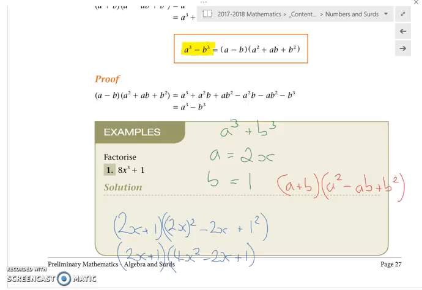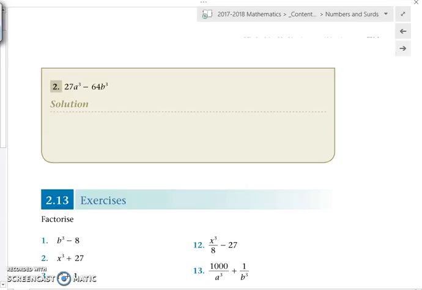Right, we've got one on the next page. We have 27a cubed minus 64b cubed. Now, one little thing I'd like to point out is that in the general form we've been given, we've got a cubed minus b cubed. The trouble is they've put an a and a b in the question, which can lead to a little bit of confusion. So if I'm going, okay, this is a difference of 2 cubes, so I've got a cubed minus b cubed, and I want to know what A is and what B is.